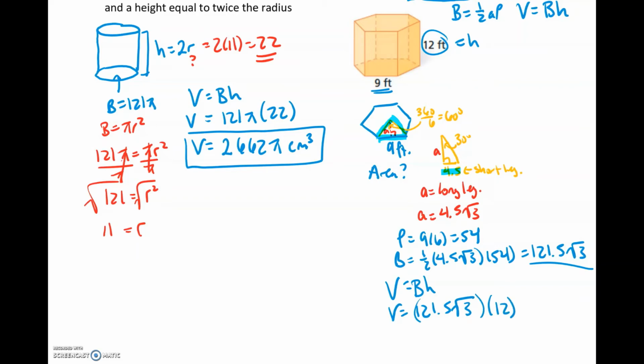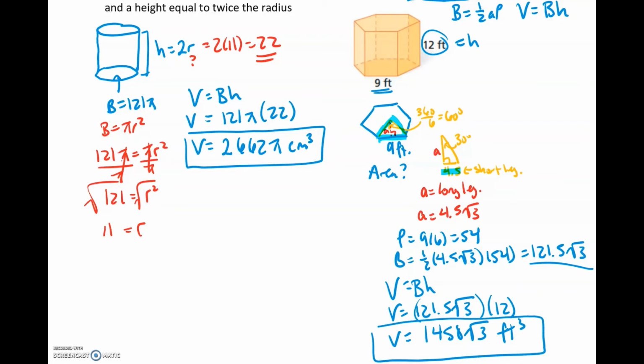Remember, we don't distribute or anything because we don't have a plus sign between 121.5 and root 3. We only want to multiply the numbers that we group together, right? So 12 is not inside the square root, so we leave that square root 3 alone. Our final answer is just going to be whatever 121.5 times 12 is, and then tack on that square root 3 at the end. So we'll get 1,458 square root 3. Once again, don't forget your units, cubic feet.